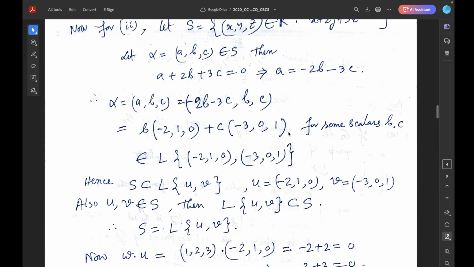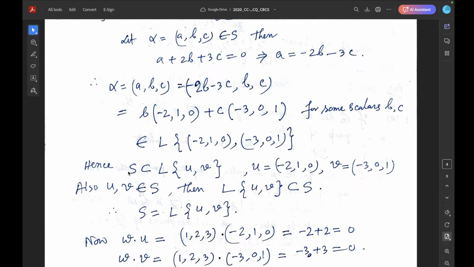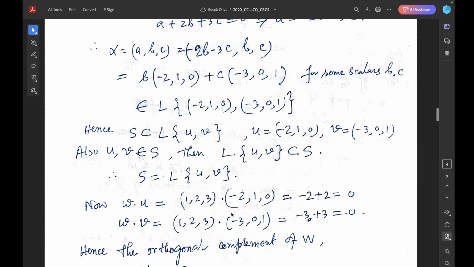This vector belongs to the linear span of the vectors (minus 2, 1, 0) and (minus 3, 0, 1). So S is a subset of the linear span of u and v, where u equals this and v equals this. Also u and v belong to S. Then L of u, v is a subset of S. Hence S equals the linear span of u and v.